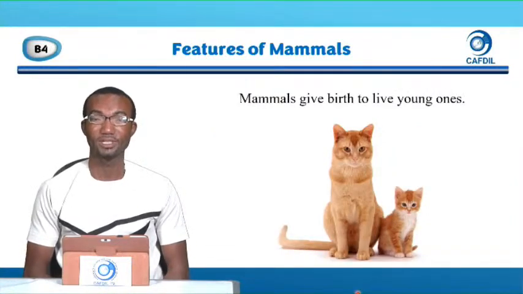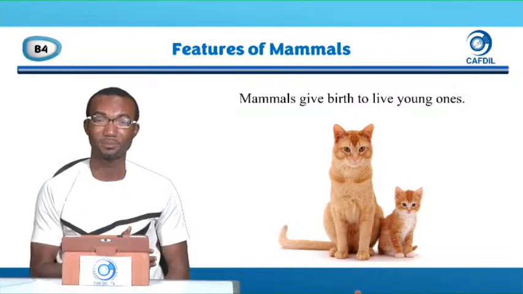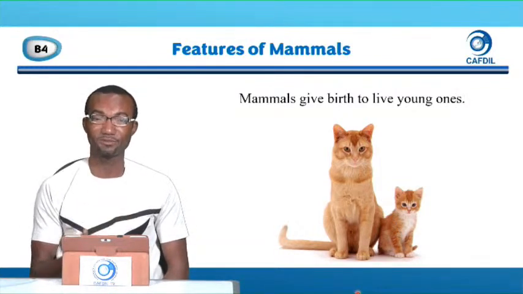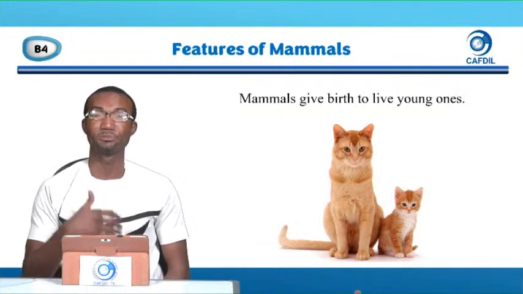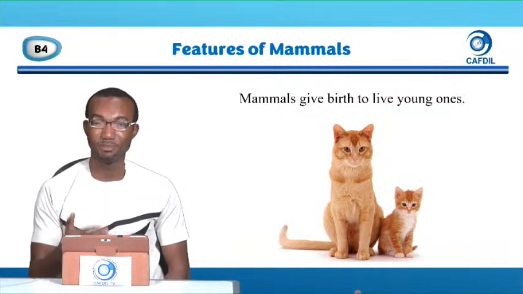Let's look at the next feature. Mammals give birth to live young ones. So it means they reproduce. When you were in lower primary, we talked about life processes of living things, and one of the life processes is that living things reproduce. So mammals reproduce by giving birth.